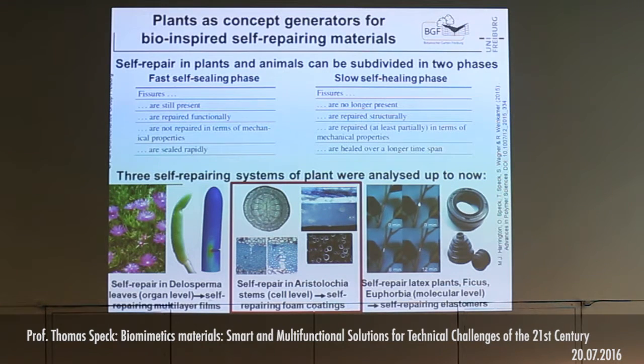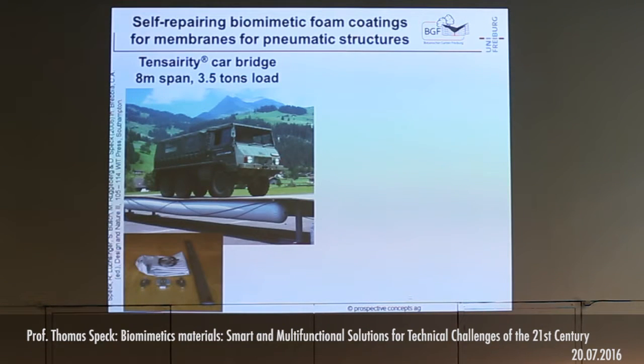Let's have a look at these self-repairing coatings for pneumatic systems. There a company came to us. This was the company Prospective Concepts. It builds these very nice so-called tensegrity structures. These bridges consist of a compression strut on top and tension cables around the cylinder which was inflated by air.